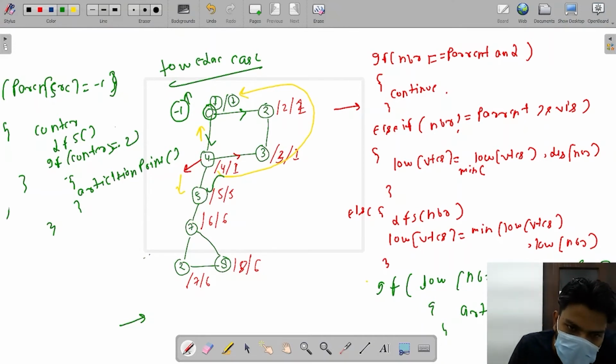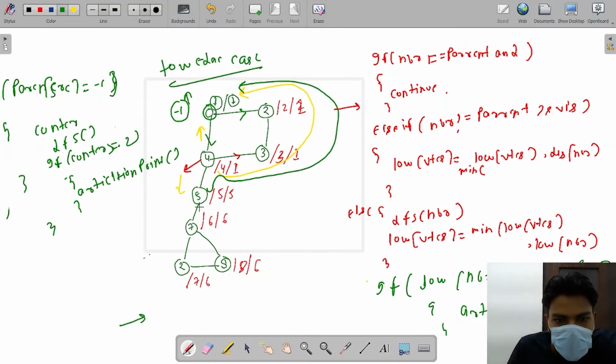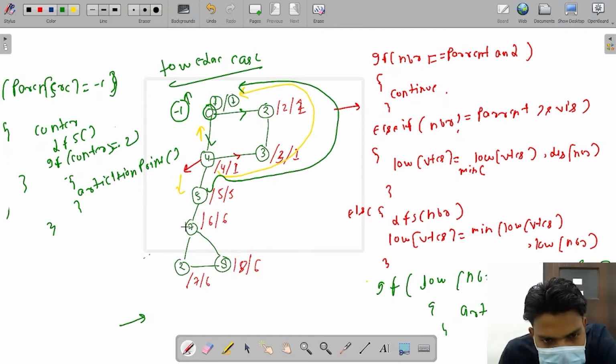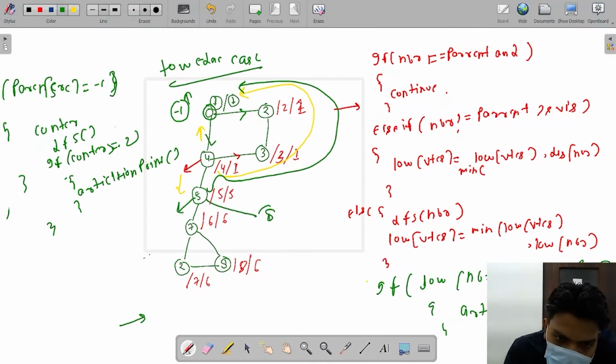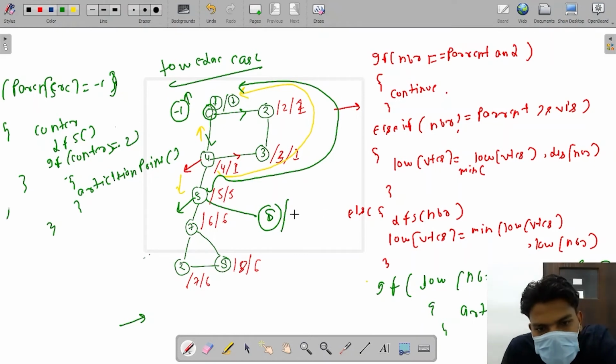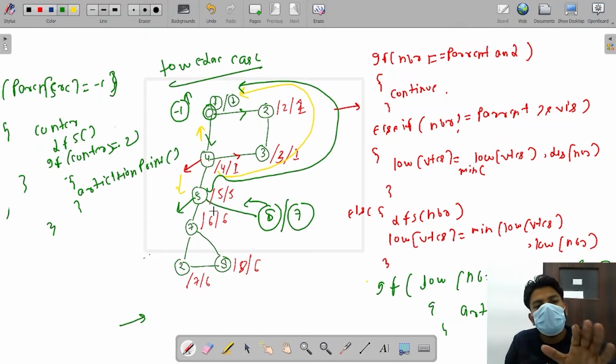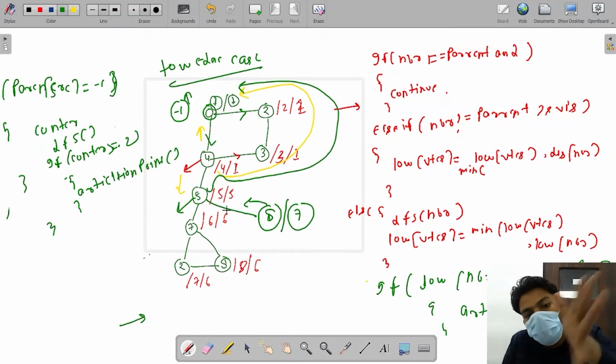But we have to ignore this call. And the low value of the neighbor 7 is 6, which is greater than the discovery value 5. So this is your articulation point. But if we have another array and the low value of this part is, suppose, 7, then this can also tell that this is our articulation point. Then it says that 5 is an articulation point 2 times.